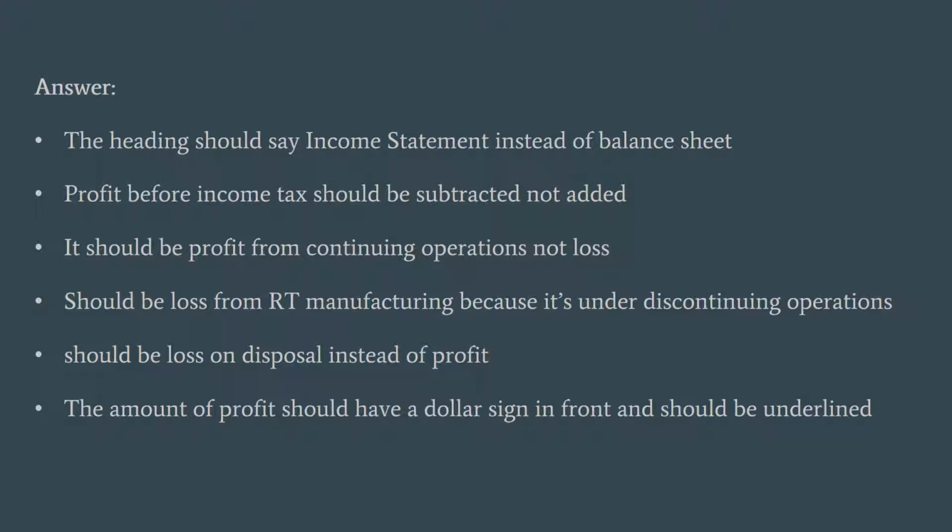It should be loss from RT manufacturing because it's under discontinuing operations and means that we no longer provide the product. It should be loss on disposal instead of profit. And finally, the amount of profit should have a dollar sign in front, and it should also be underlined since it's the very last number that we're gonna write.